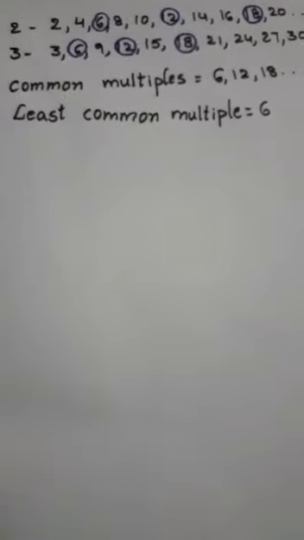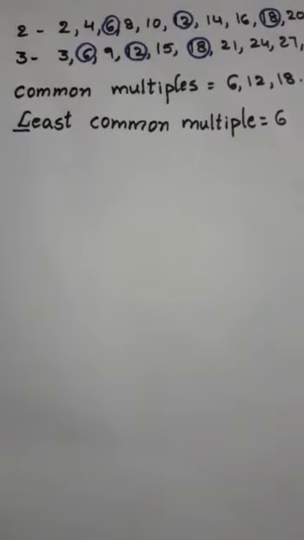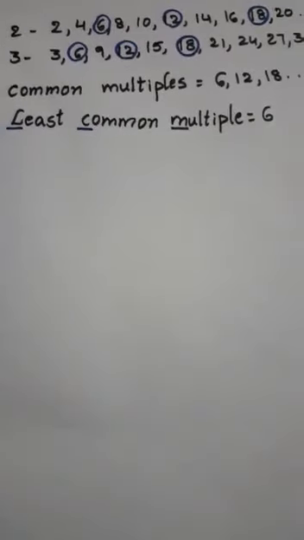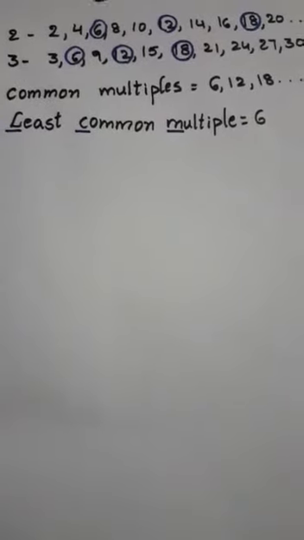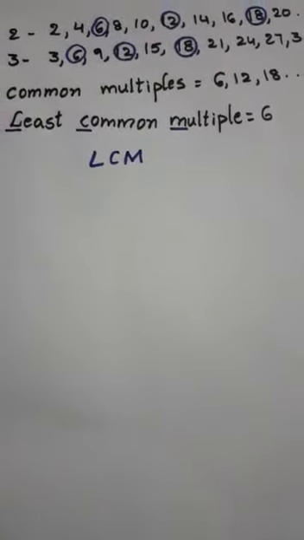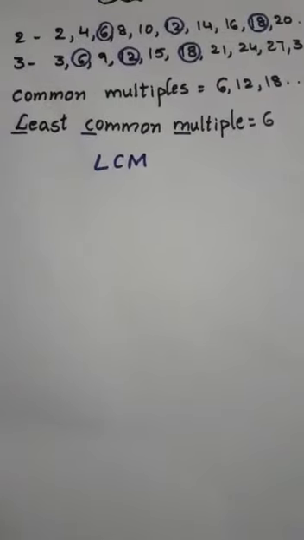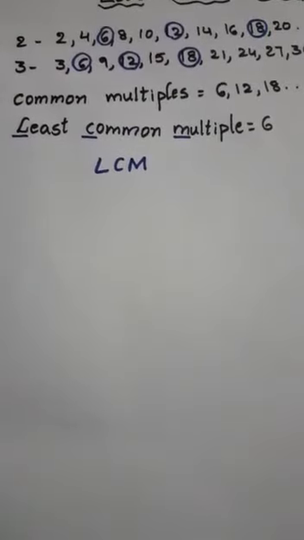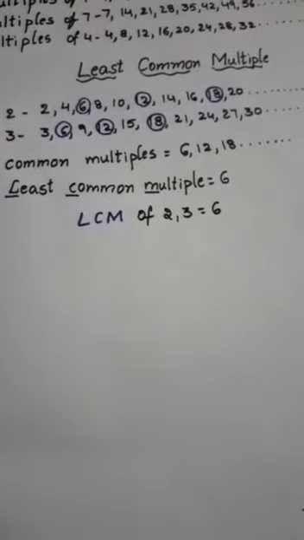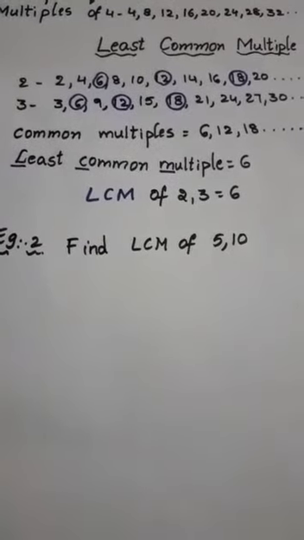From this least, what is the first letter in least? L. Next in common, what is the first letter in common? C. Next, what is the first letter in multiple? M. In the shortcut way, least common multiple we can write as LCM. Now you find LCM of 2 and 3. What you got LCM, least common multiple? 6. So LCM of 2 and 3 is equal to 6. Now what is today's topic? Least common multiple, LCM.